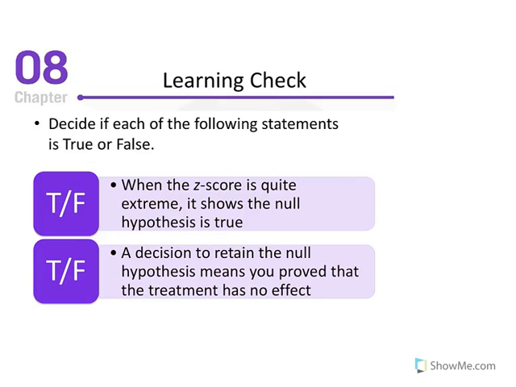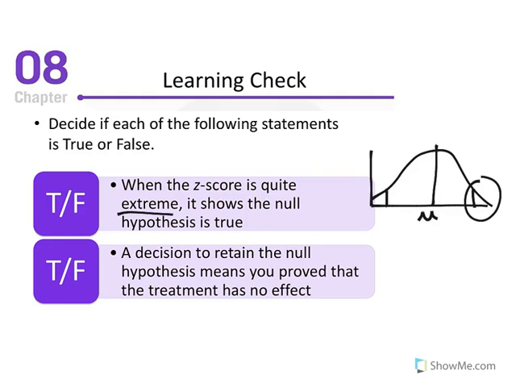And we'll end this lecture with a learning check. Decide if the following statements are true or false. When the z-score is quite extreme, it shows the null hypothesis is true. So again, let's visualize this. If we have our distribution mu, an extreme z-score means that it's occurring out in the tails, either on the positive or negative side. And we're stating it shows that the null hypothesis is true.